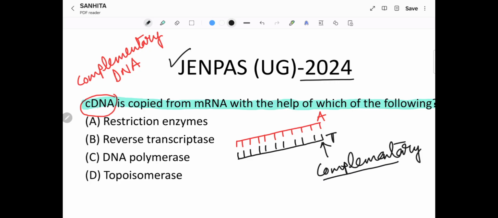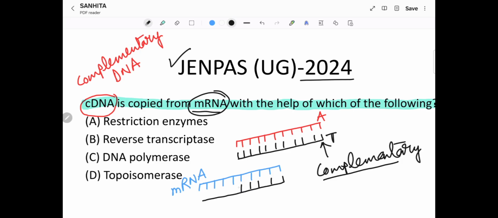Now we need to make a complementary DNA copied from mRNA. We know that mRNA is single stranded. So I am preparing a complementary strand of this mRNA, that means a complementary DNA, because if there are two strands, then it is not RNA, it will be DNA, right? So which enzyme helps to form this cDNA from this mRNA?